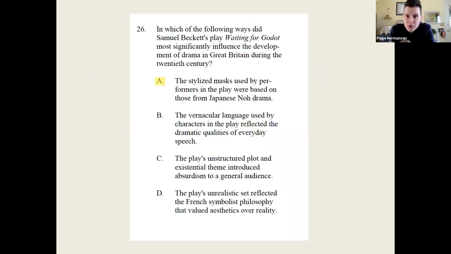So here's an example, and I've highlighted the right answer here, because I hope that seeing it right in front of you will be better than you trying to guess which one is too specific. The question is, in which of the following ways did Samuel Beckett's play Waiting for Godot most significantly influence the development of drama in Great Britain during the 20th century? Let's say you get this question and you've never read Beckett, you don't know anything about Waiting for Godot, you don't know anything about 20th century drama in Great Britain. You're like, I'm screwed, what do I do here?